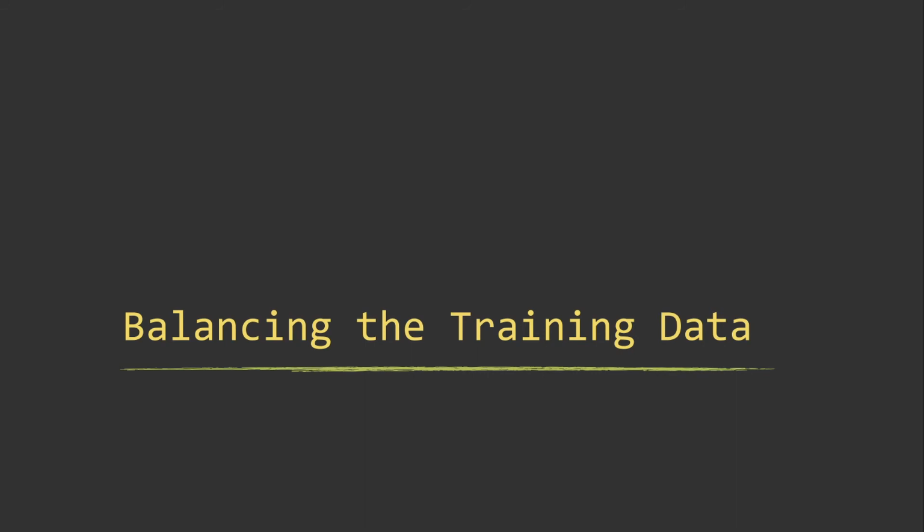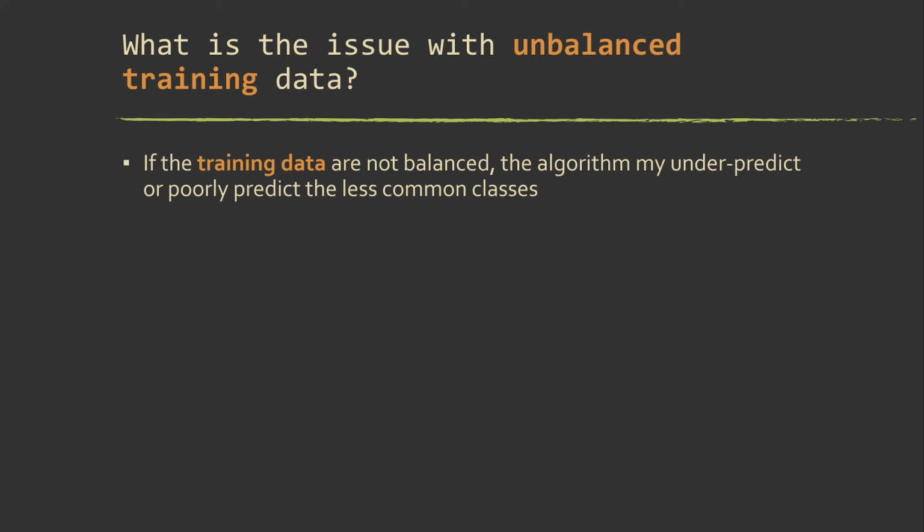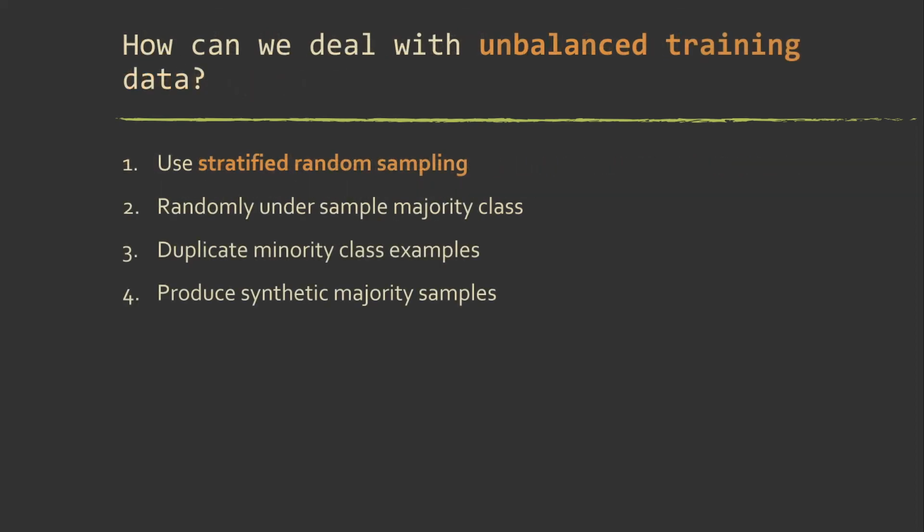So that's what we're talking about here when we're talking about dealing with balanced data. Again, if the training data are not balanced, generally the algorithm, and this is true for most machine learning methods, may underpredict or poorly predict the less common class, or the minority class, the one that has fewer samples in the training data set. So how can we potentially deal with this issue?